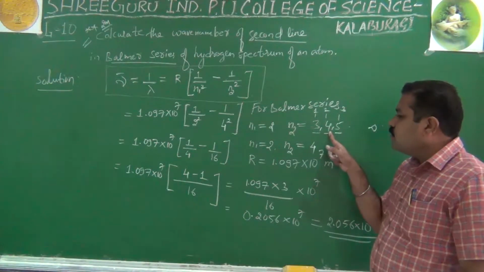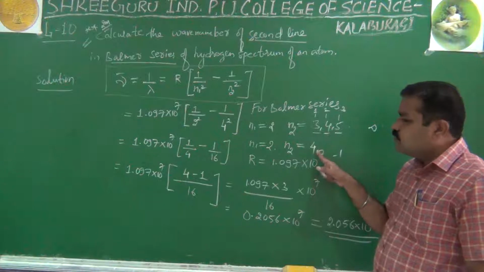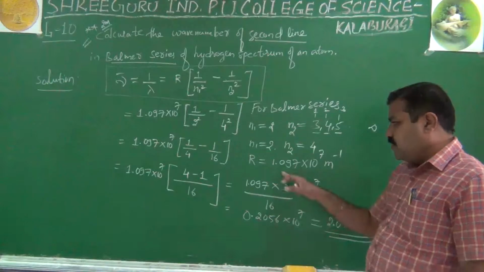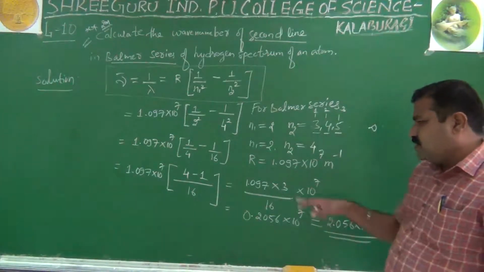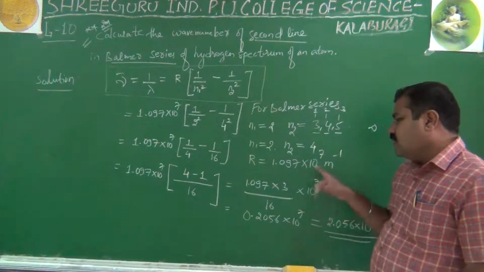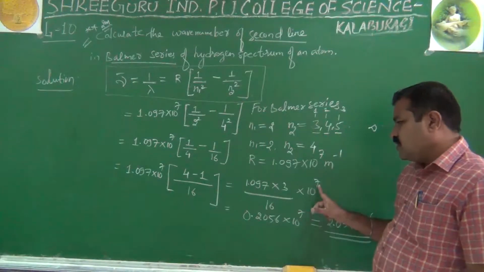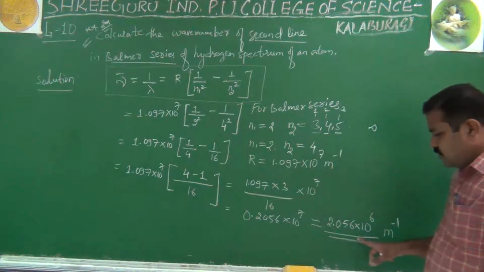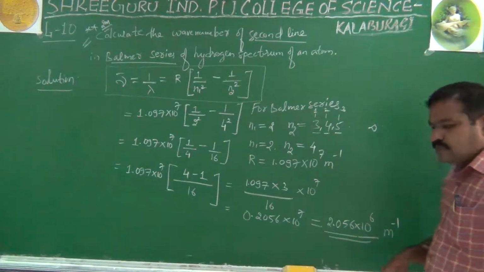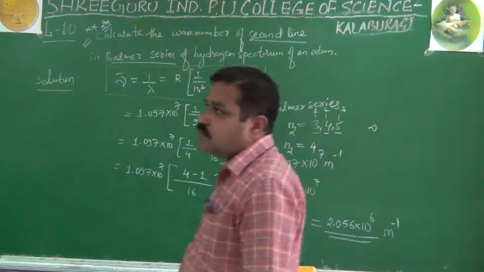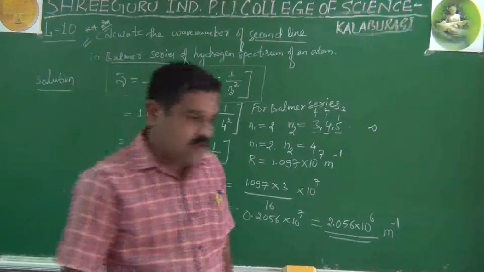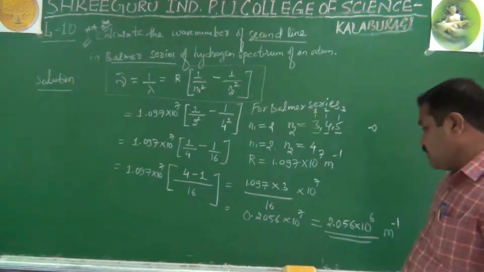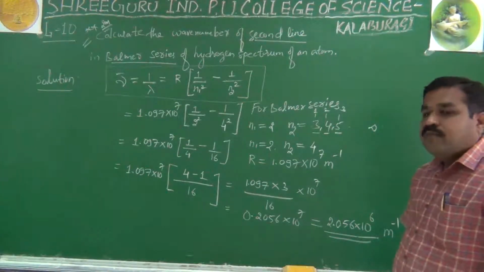Since they asked for the second line in the problem, therefore it is 4. And this is, up to the third decimal point, 1.09678, or you can also take 1.097 into 10 raised to 7. Substituting, making one-by-lambda terms on one side and solving, you will get 2.056 into 10 to the power 6 per meter, because wavelength is in meter and wave number is the reciprocal of the wavelength. That's why it is 2.056 into 10 raised to 6 per meter.